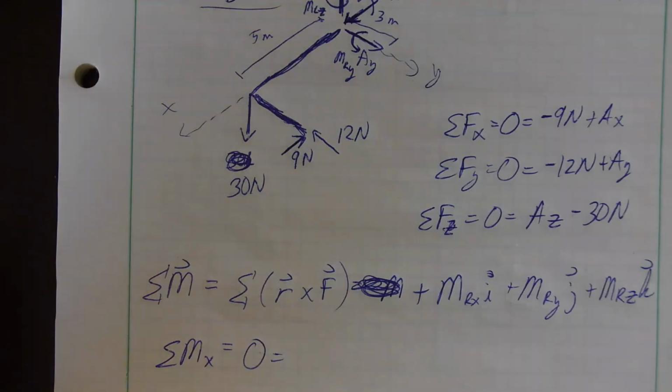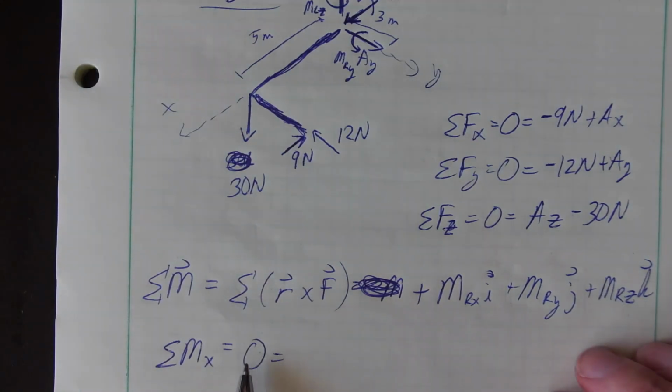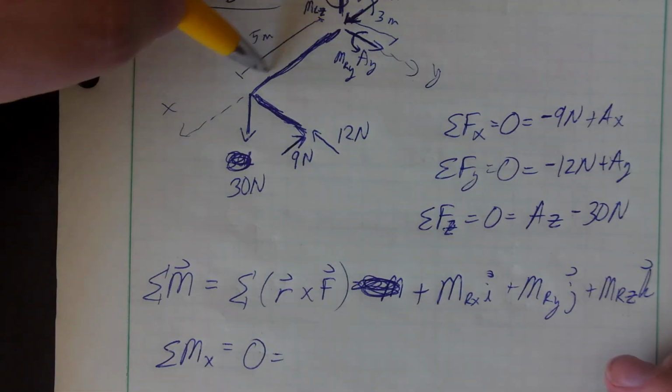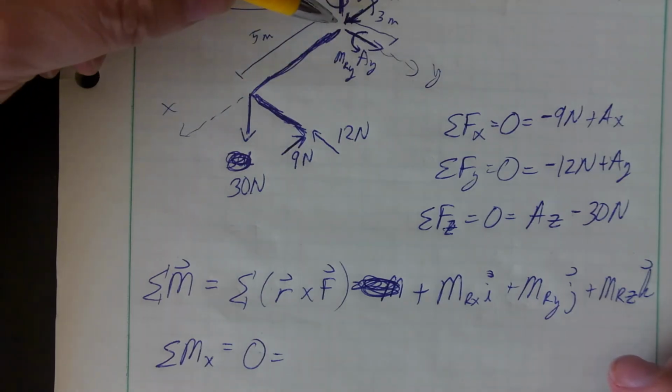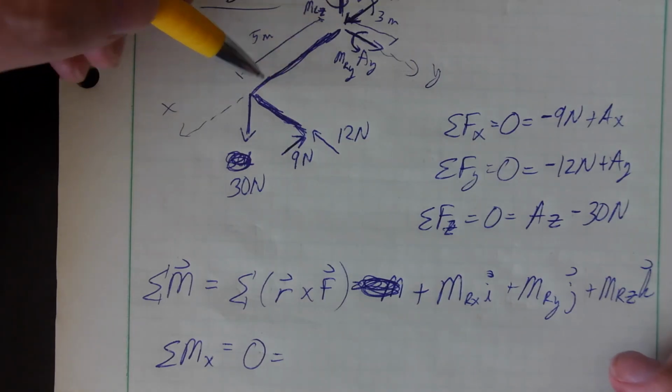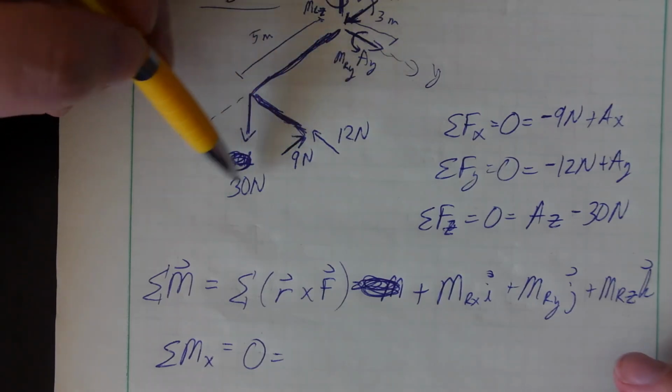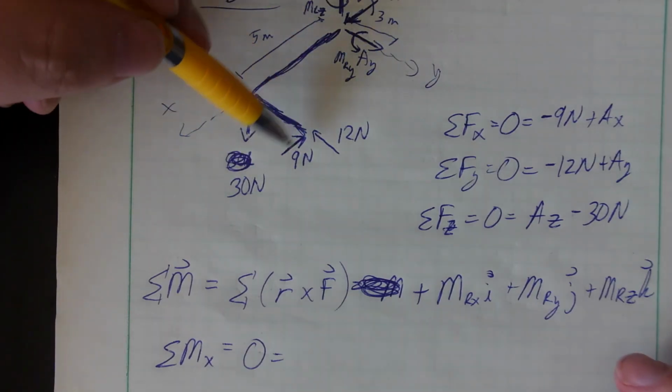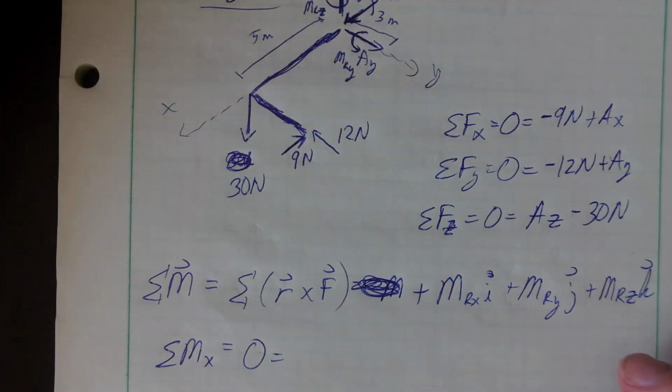Right, when we last met, I said that I was going to show you how to find the moment about individual axes. Okay, so here's the basic rules. If a force passes through the axis, so this is my x-axis, then there's no moment caused by that force. If a force is parallel to that axis, there's no moment caused by that force.